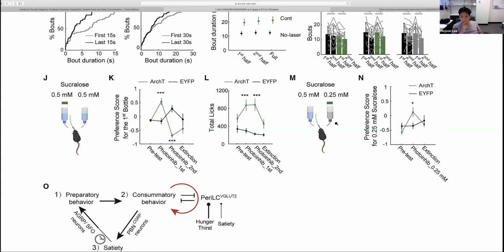And then for M and N, what they're showing is that by inhibiting pre-LC, they can somehow get the animal to prefer pre-LC inhibition for half the amount of sweetness. And I think what makes this complicated is we don't know how that relative appetitiveness is encoded in the brain so that you can get behaviors like M and N. Right?